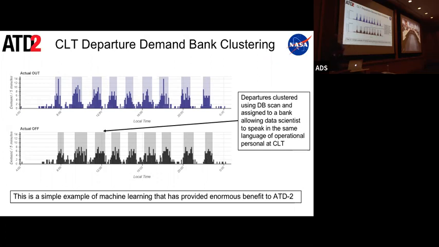This is a simple example of machine learning that has provided enormous benefit to ATD2. Why do I say that? Because if you sit down with Charlotte personnel that work the traffic in Charlotte, they think and talk in banks. If you ask them how the traffic was today, they would say bank 2 was horrible, bank 3 was good, bank 4 was okay. So we needed a way to talk the same language as the operational personnel at Charlotte, and this automated clustering of the demand into banks enabled us to do that.